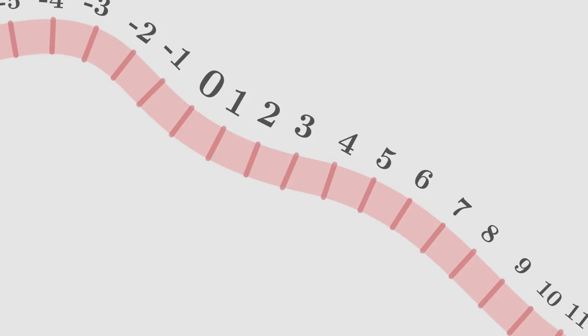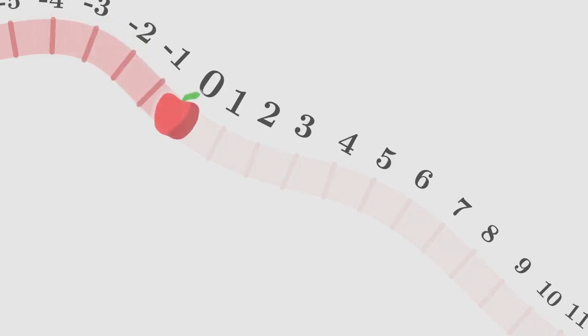The curve is no longer an object, but a movement. It represents the movement of the apple through space-time. We have invented the concept of motion.